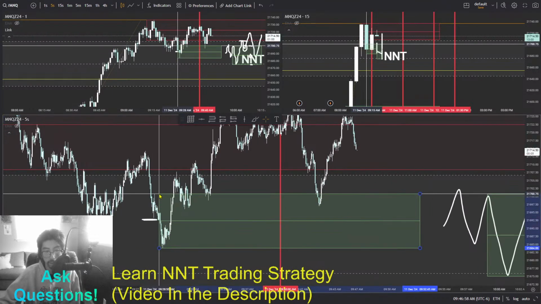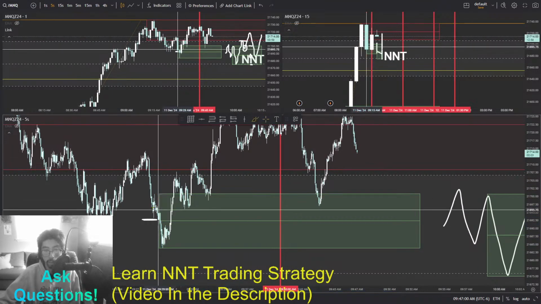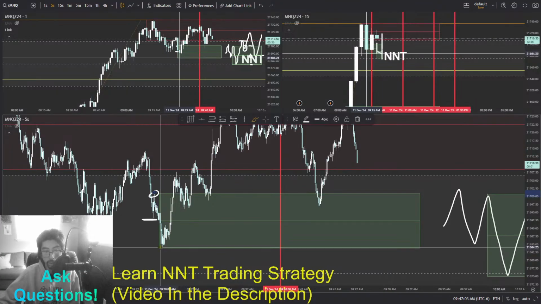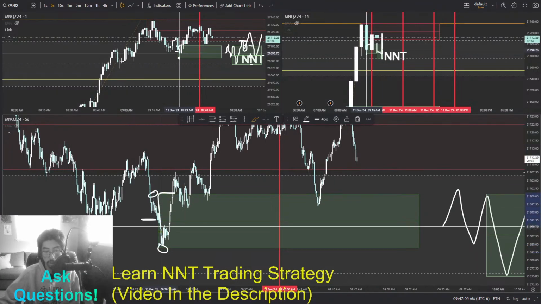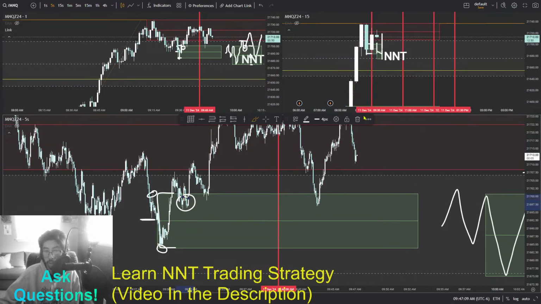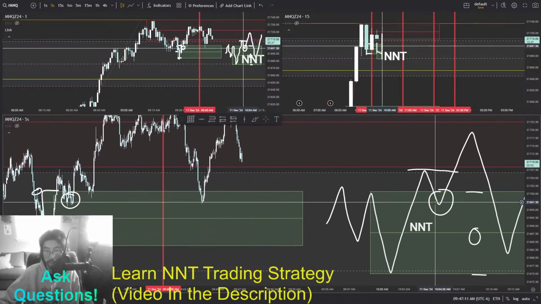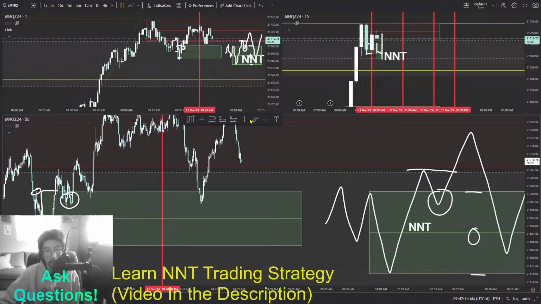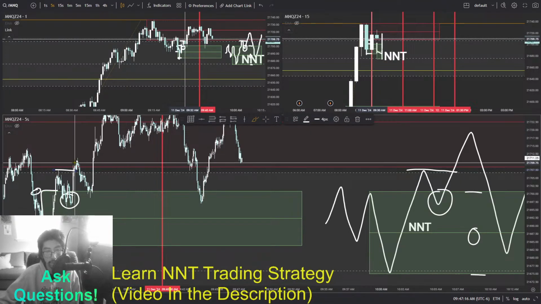Let me move this. So we have a sweep right here. We then get the swing high and the swing low and create that zone. So that zone's created. We then get the tap, just like I just showed you. Let me show you the picture over here so you're not confused. The tap right here. Then the break of structure after the tap.